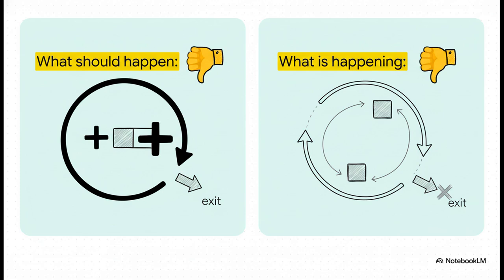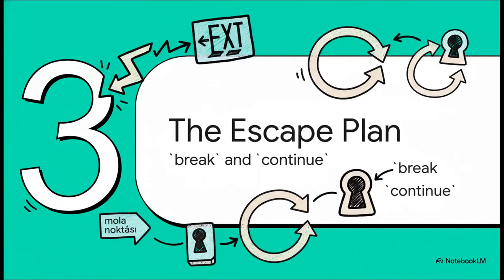So here's the critical takeaway. With a while loop, you absolutely must have something inside the loop that will eventually, somehow, make that condition false. Loops don't always have to run from start to finish. Sometimes you need a secret passage, an emergency exit, or just a way to skip ahead. And that's exactly where break and continue come into play.